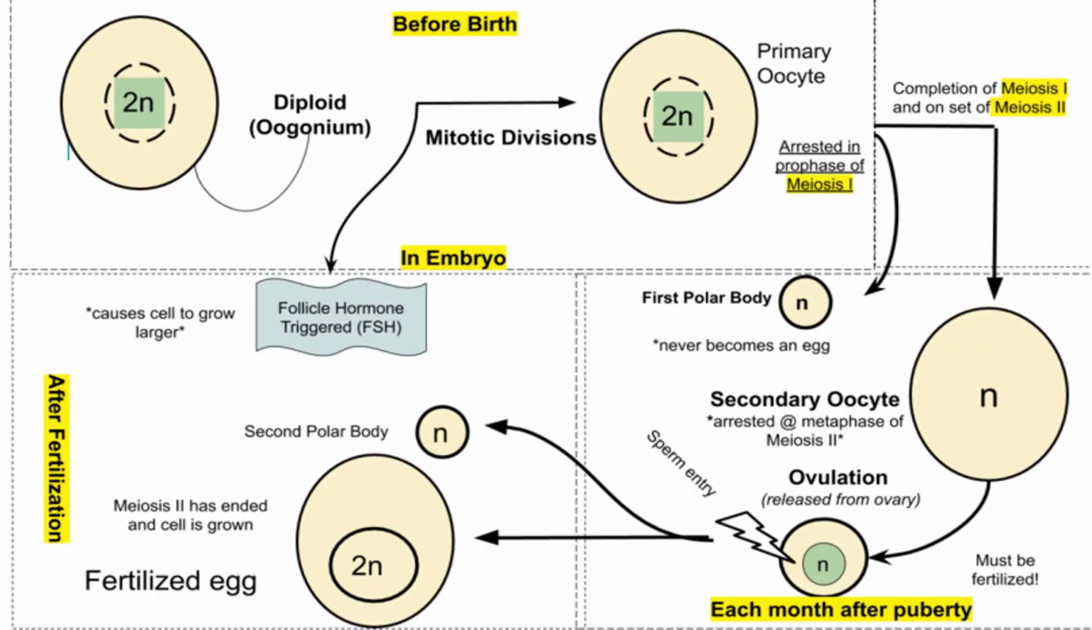So through this diagram we are going to learn more about oogenesis in a better way. So we have a stage before birth. In this we have diploid cells known as oogonium, which are going to divide mitotically.